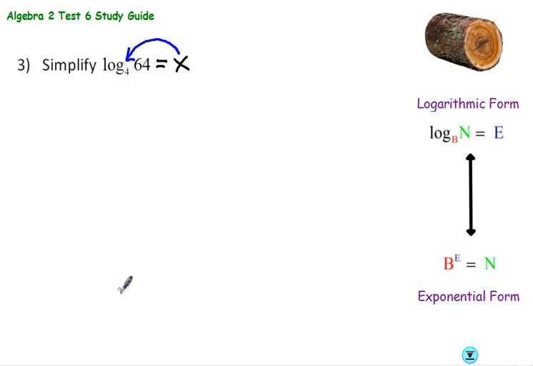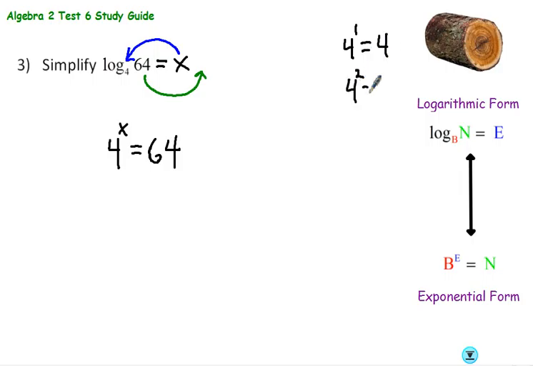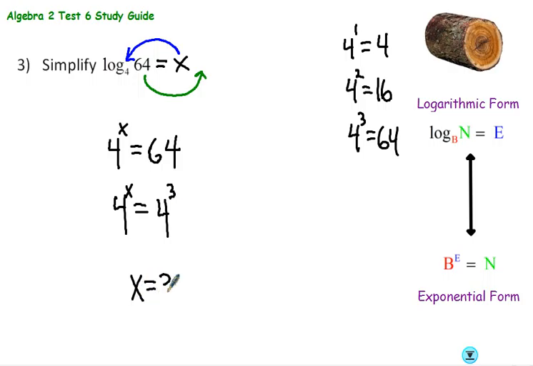Same drill. Let's rewrite this in exponential form. The base stays the same. It's the other two terms that are switching places. So this says 4 to the x equals 64. Well, again, if I were to translate this, it's saying 4 to the what power makes 64. If I think about the powers of 4, I think we already wrote that out on another one of them, right? 4 to the first power is 4. 4 squared is 16. 4 cubed is 64. So that means 4 to the third power is 64. So x would equal 3.